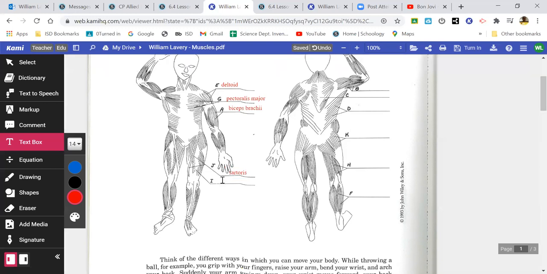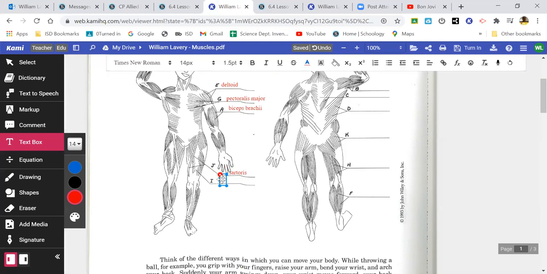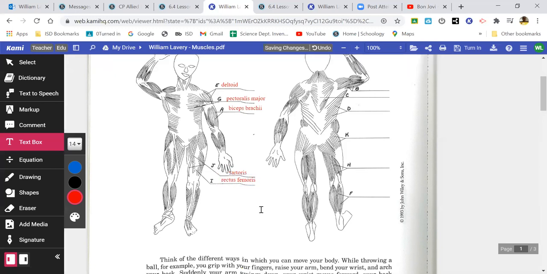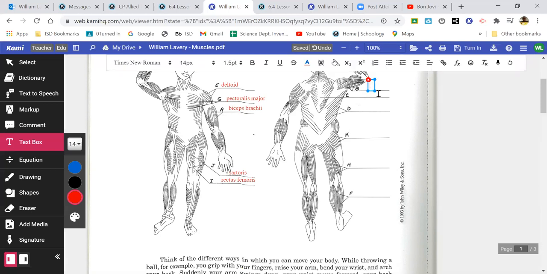And I is the rectus femoris. Okay. Any questions? All right. Rectus femoris is part of your quads, and that straightens your leg. So a kicker or a dancer, they have very good, strong rectus femoris, and that straightens your leg.